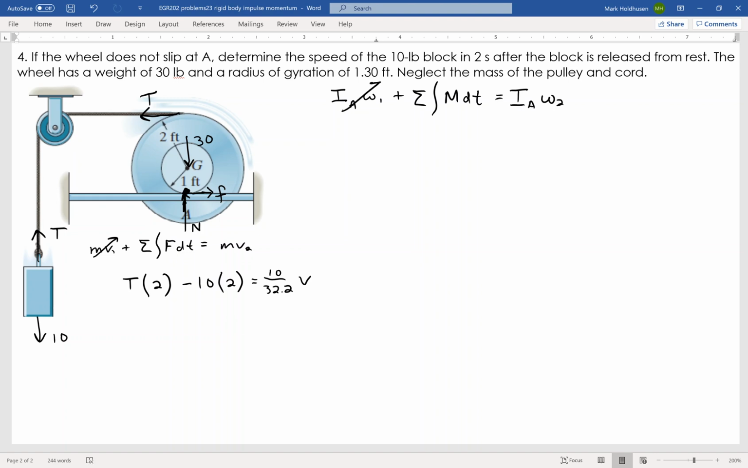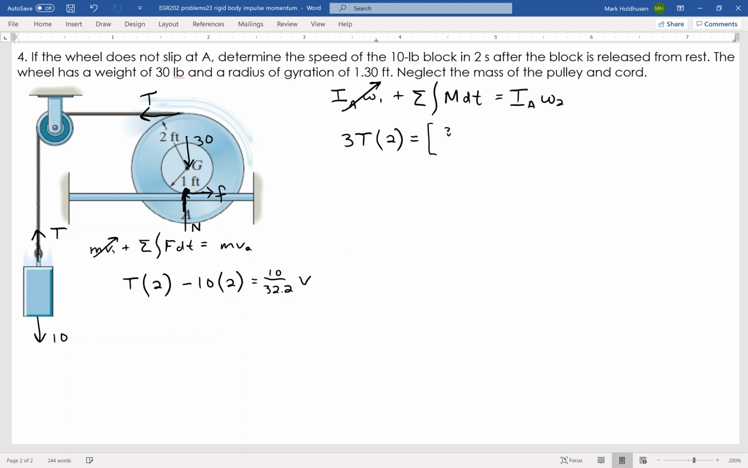Now again, this starts from rest, so that goes to 0. But about that point, I only have that tension. Friction, normal force, and weight all have 0 moment about it. So the only thing I have is 3 feet times that T times 2 seconds. And that's going to equal the moment of inertia, but this time I have to take the moment of inertia of this wheel about point A.